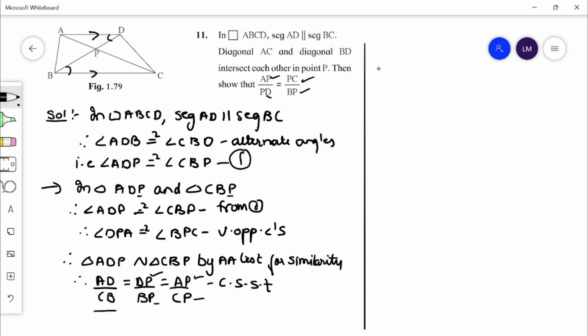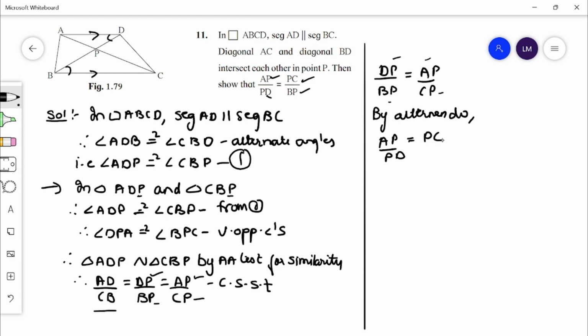Therefore we can write as DP upon BP is equal to AP upon CP, right? But what we need is AP upon PD, right? Numerator upon numerator and denominator upon denominator. That means we can use alternando. By alternando we get AP upon PD is equal to PC upon BP, right? So hence proved.